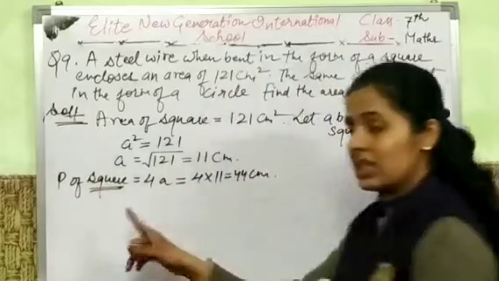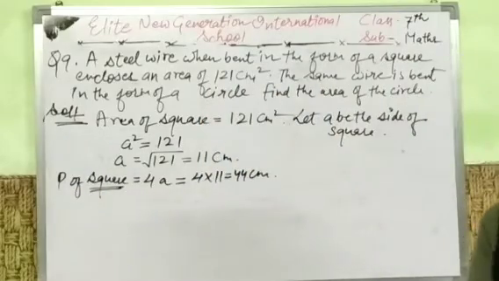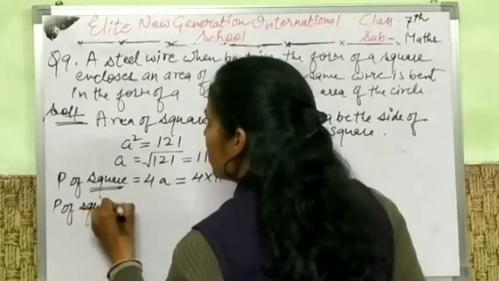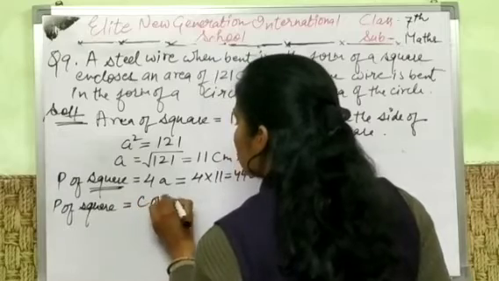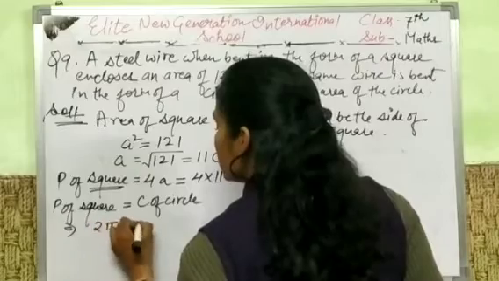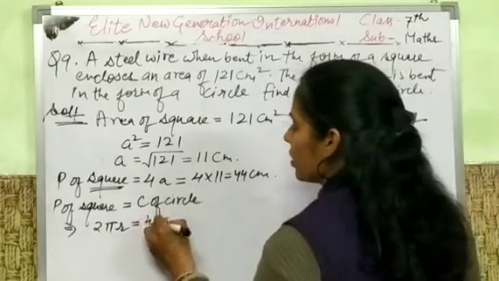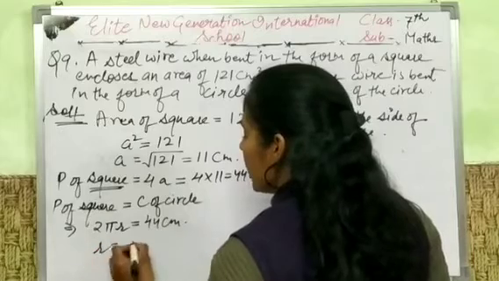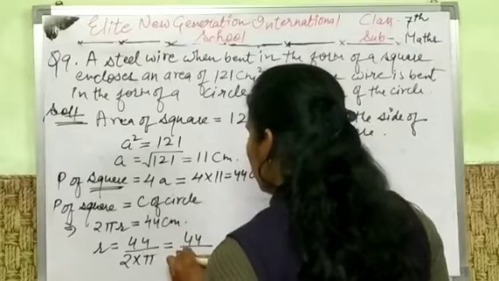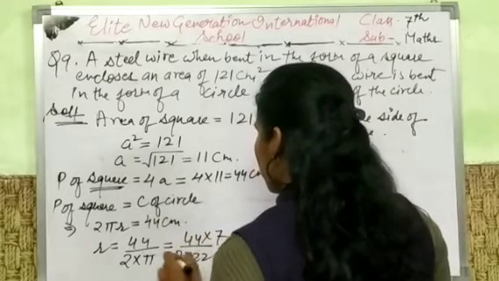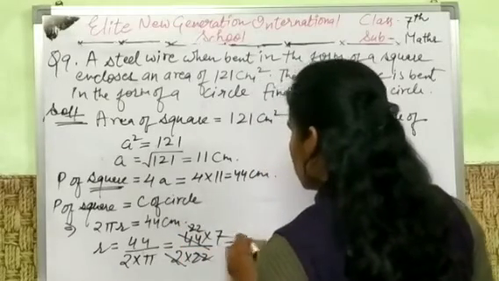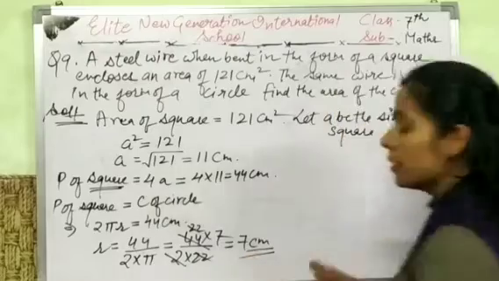Now we can put this perimeter equal to the circumference of the circle. Because the wire is the same, the perimeter of the square is equal to the circumference of the circle. It means we can write 2 pi r is equal to 44 centimeter. So here we can find the radius: 44 upon 2 into pi, 44 upon 2 into 22 upon 7. It means 7 centimeter is the radius.